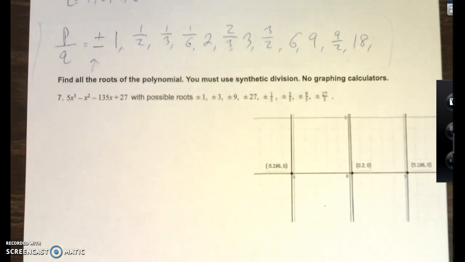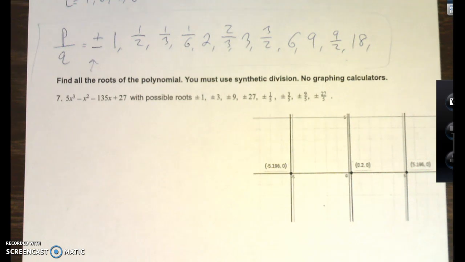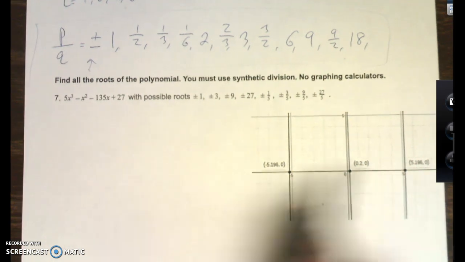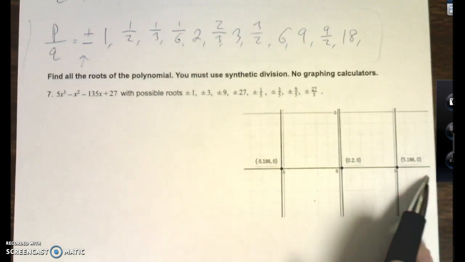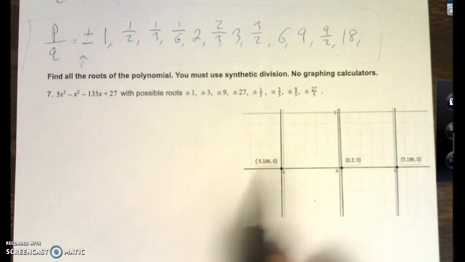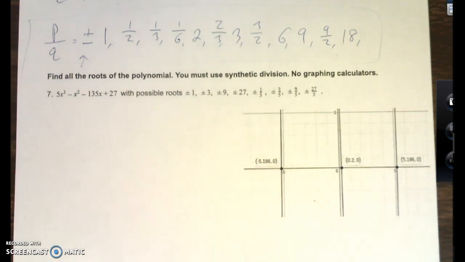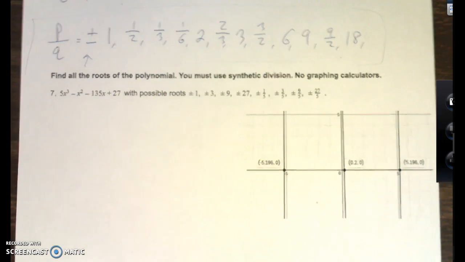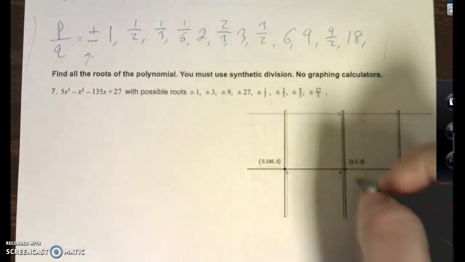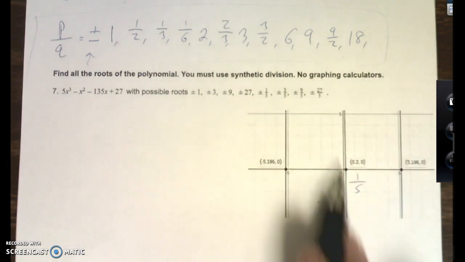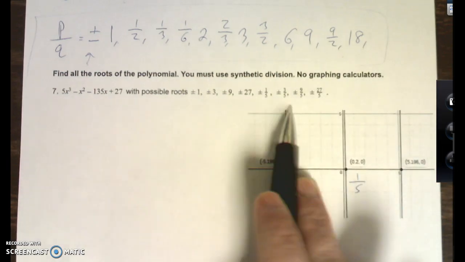See if I can get this last one real quick. Okay. Find all the roots of the polynomial. You must use synthetic division, no graphing calculators. Okay, the reason they say no graphing calculators is because it's given to you right here. This negative 5.196 and this positive 5.196. Since it's the same thing twice, tells me I probably have a square root of a number in here because you need plus or minus for square roots. This 0.2 is important though. The fraction of that would be 1/5. How do I know that? I look up here and I'm helping myself out.